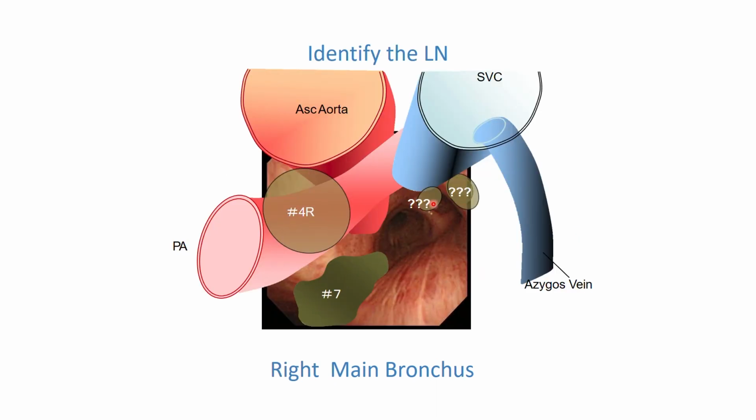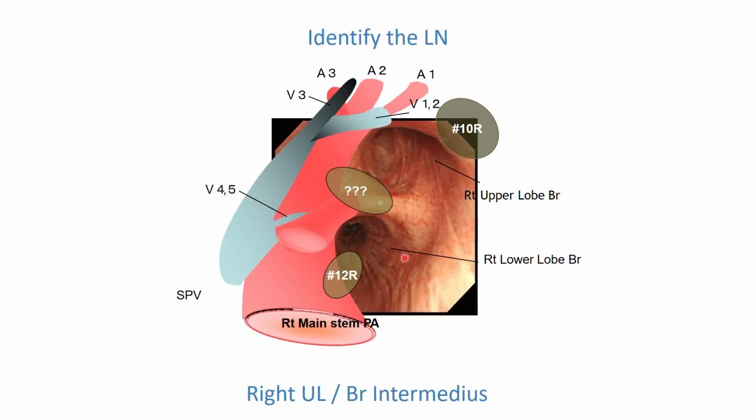Now we are inside the right main bronchus. Any comments on these two? This one is 10R, this one? Yes. I suppose this is the last one. What are we looking at here? This is the secondary carina. That's your 11R.